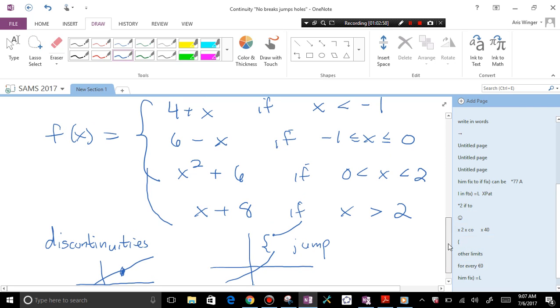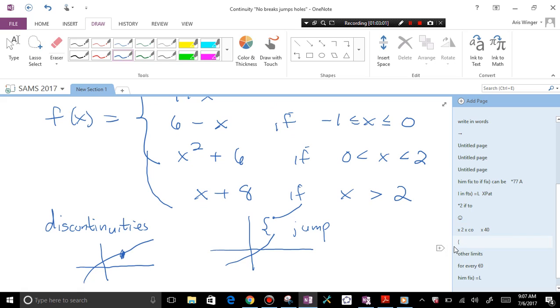Questions about this? Please. So can the jump also be called non-removable? I don't know if I've heard this terminology. Really? Non-removable? Yes, sure, that's fine. We usually say jump or removable. But yeah, if you define non-removable, that's okay. That's good.